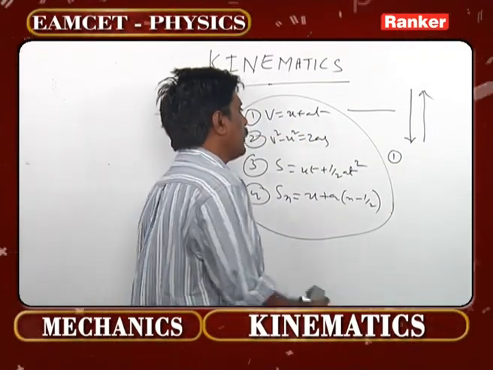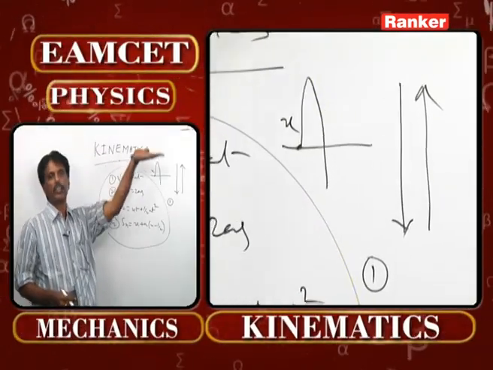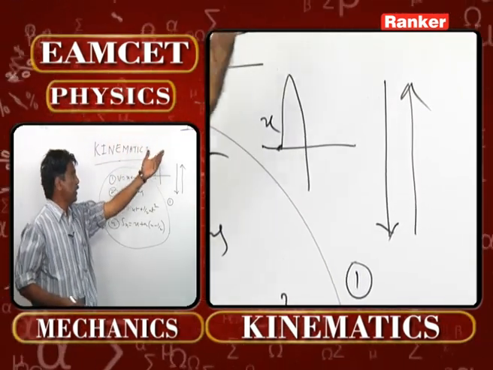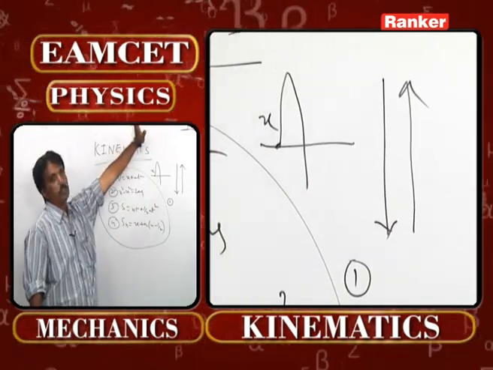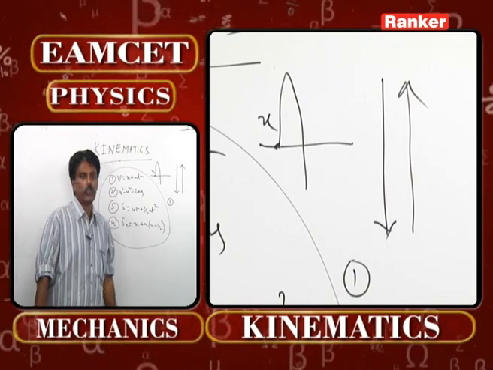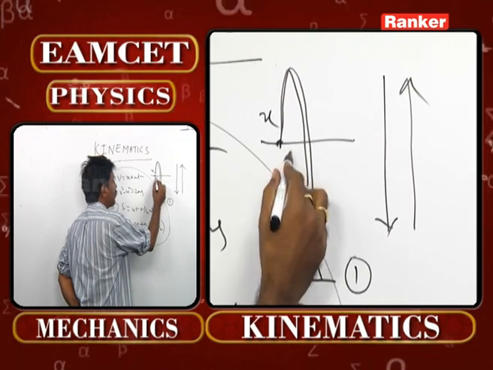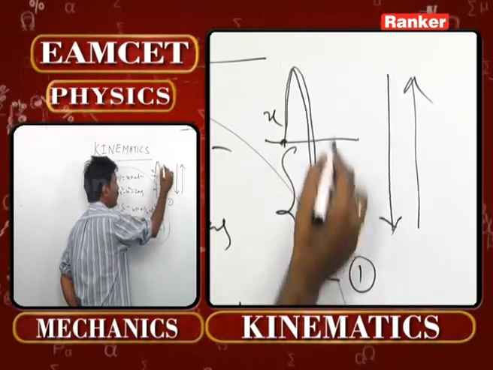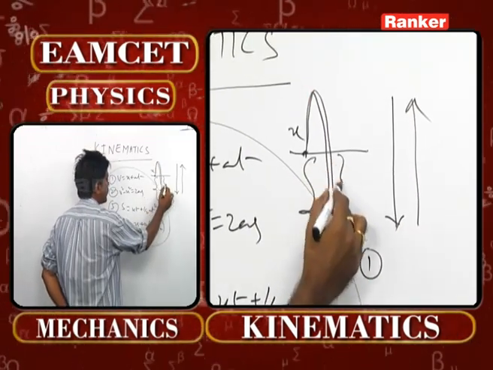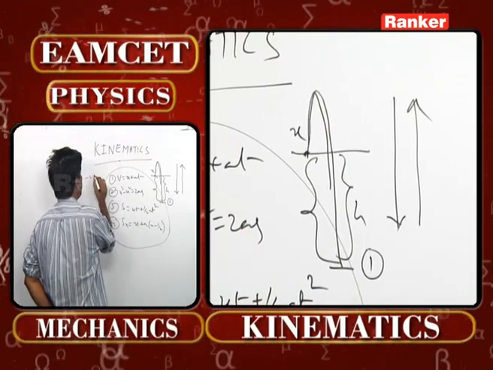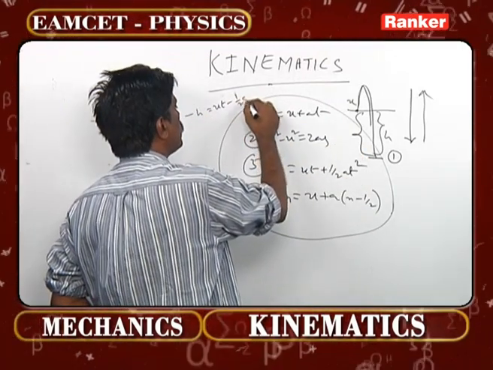For example, if a body is projected upwards from the top of a tower with a velocity u, then initial velocity is upwards, initial motion is upwards. So all upward quantities you should take positive, downward quantities you should take negative. That means what happens here is the body reaches the ground, so its displacement is opposite to the initial direction of motion. So here you will have displacement negative. That means if this height is h, it will be negative.